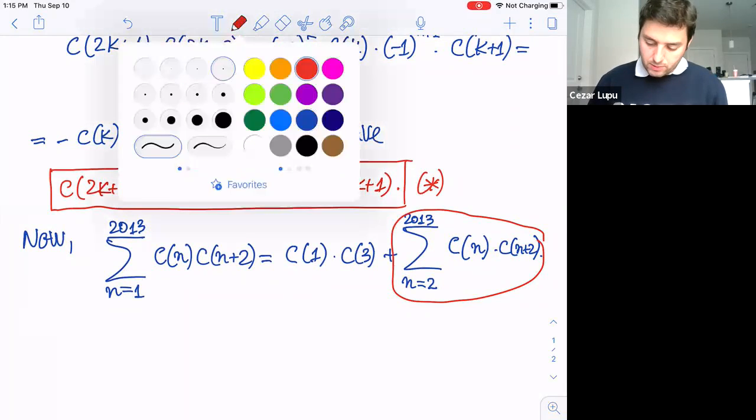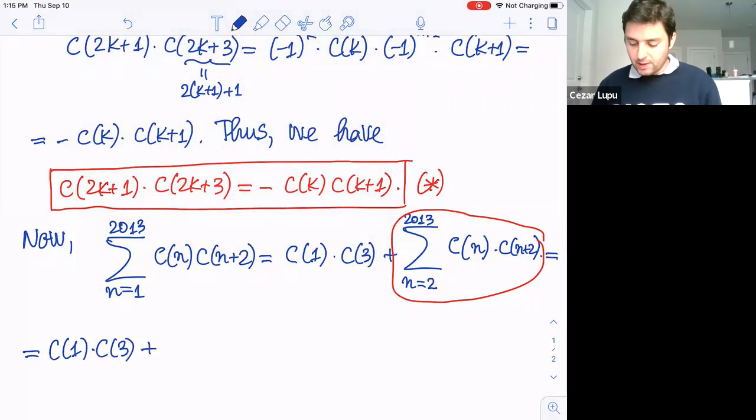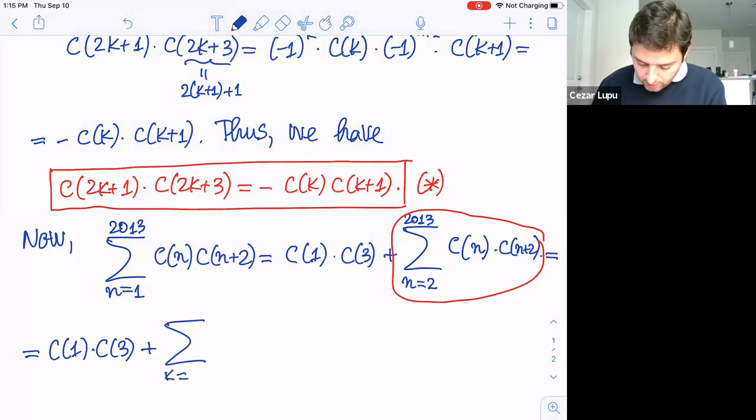So this would be equal to, I want you to bear with me, C1 times C3. And now I'm just going to do the following. I will take n to be some kind of a 2k. So I can rewrite the sum, I will change the index from k equals 1 to 1006.